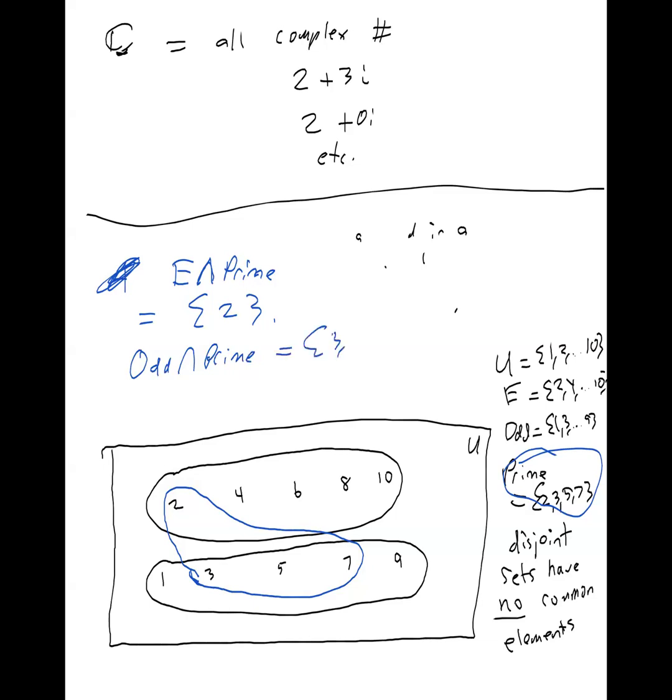So in human language, we would say, what odd numbers are prime numbers? That basically means odd intersect prime. And then the first one, even intersect prime, is like saying, what even numbers are prime numbers? What's the intersection of odd numbers and even numbers?